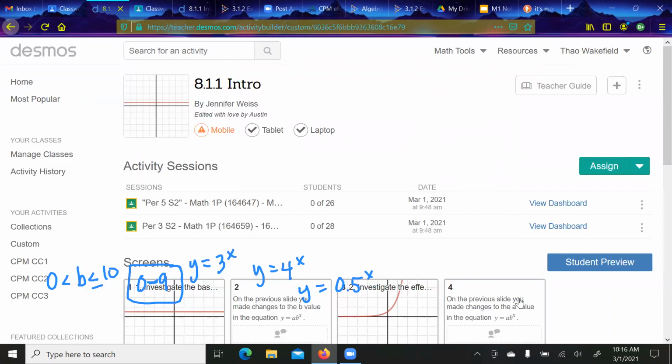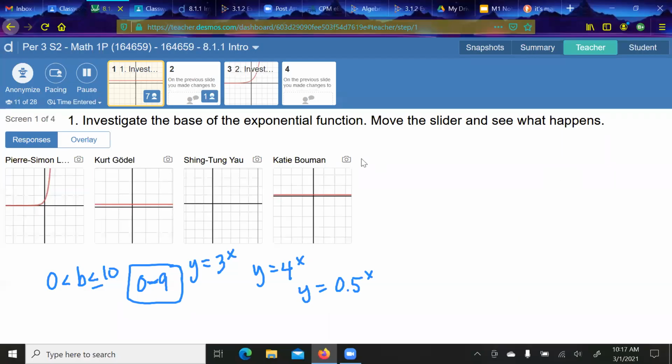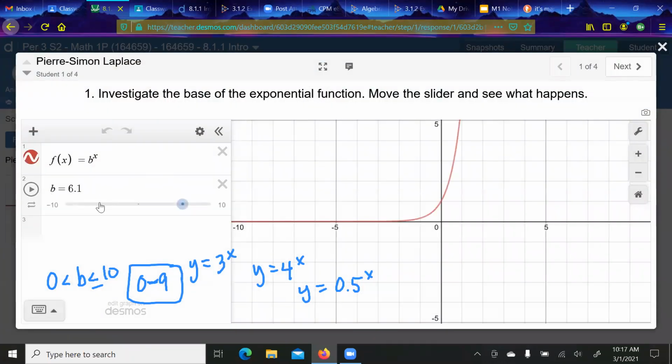I'm going to pause my video while we do this. So yeah, you want to click on slide number 1 and move the B back and forth. What happens when you change the base? So move the slider back and forth. What happens to the graph? And I can see this person's graph, okay? They have the slider at 6.1. So their equation is y equals 6.1 to the x power, okay?